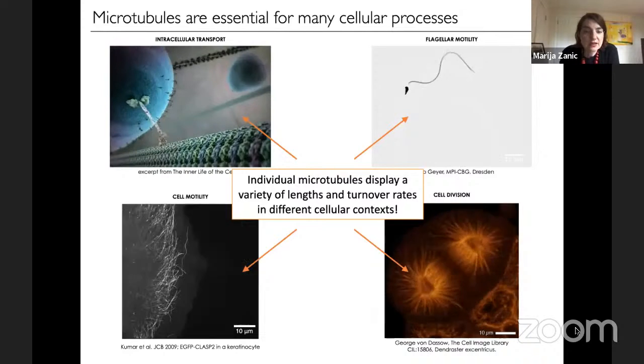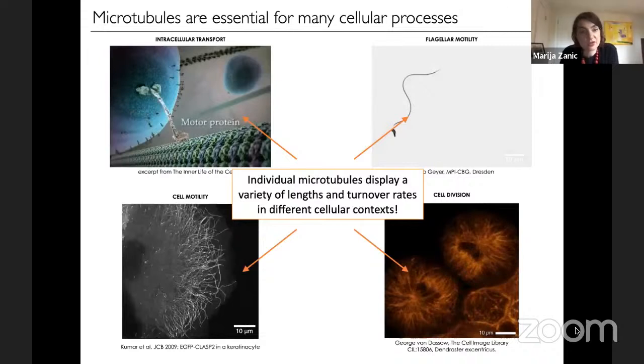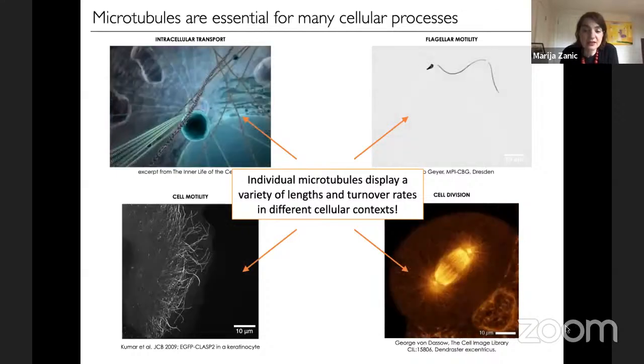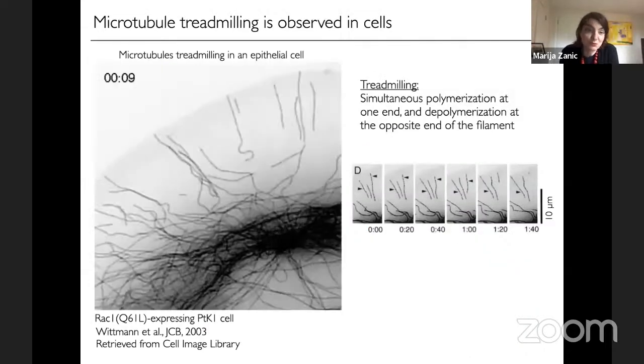Since this is a very short talk, I decided to focus on one very specific example that we became really interested in recently in my lab. I think it really elucidates how microtubule length can be controlled and regulated. And that example is microtubule treadmilling.